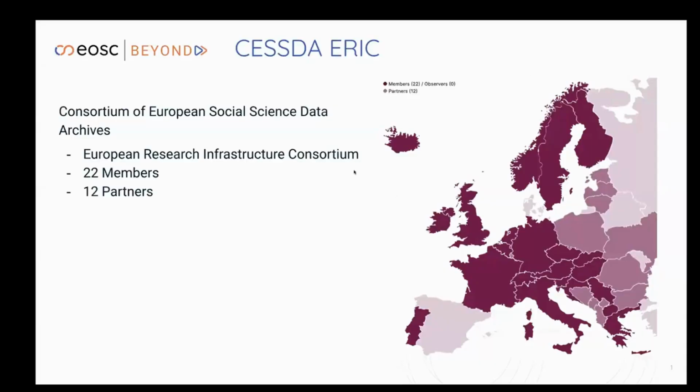CESSDA is the consortium of European social science data archives, and it's an ERIC, which is a European Research Infrastructure Consortium. We have 22 European member countries, which are marked in the darker red, and 12 partners, which are marked in the lighter colors.